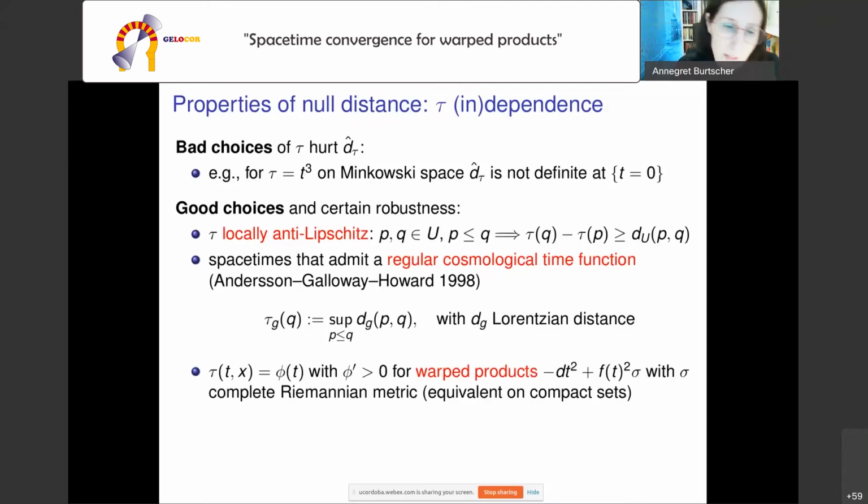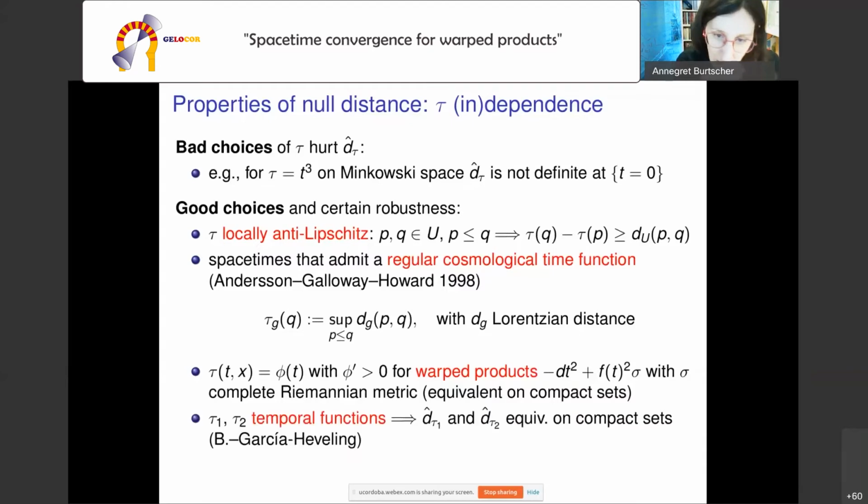And then another idea for warp products, this is what we are going to use, is that you pick a time function that is somewhat related to the t, but you can also slightly modify it, and you still get a useful time function in that sense, with this phi of t, where phi prime is greater than 0. And in our paper, we also showed that, in fact, on compact sets, the null distances are then equivalent.